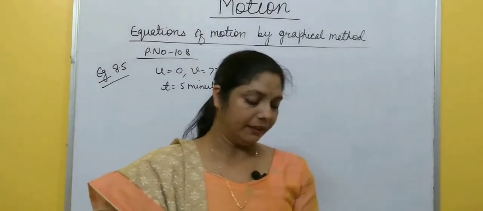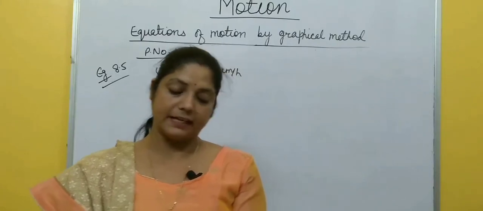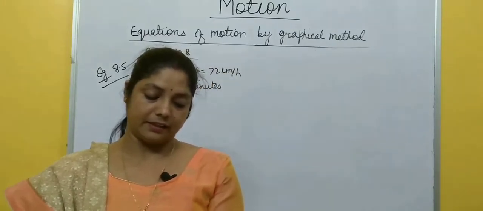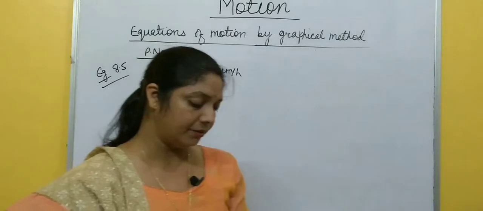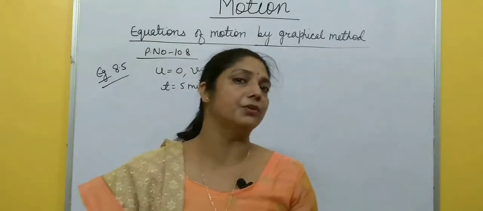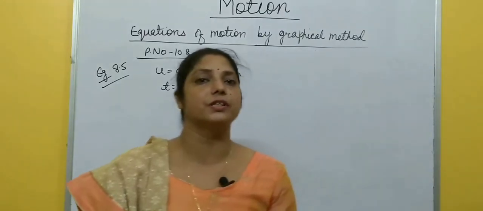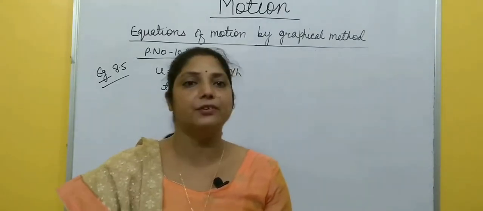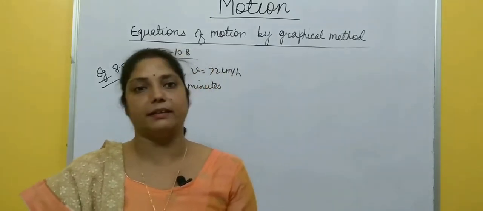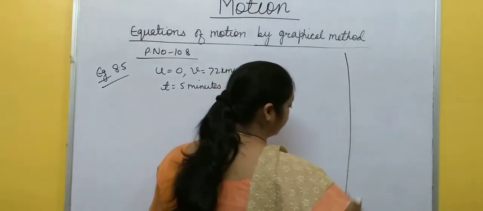Now, assuming that the acceleration is uniform, find the acceleration and the distance travelled by the train for attaining this velocity. Here it is given that acceleration is uniform. It means you have to use all three equations of motion, which are valid for a uniformly accelerated body. You write down all these three equations.